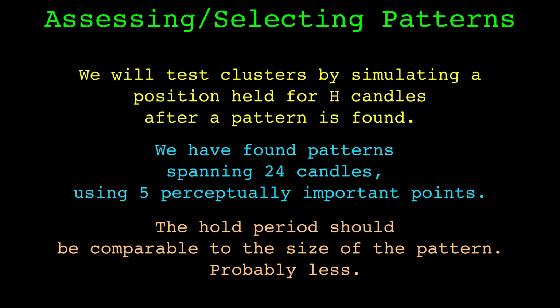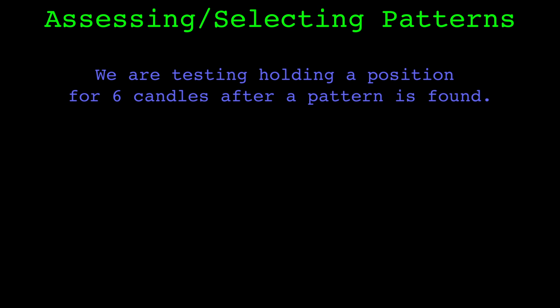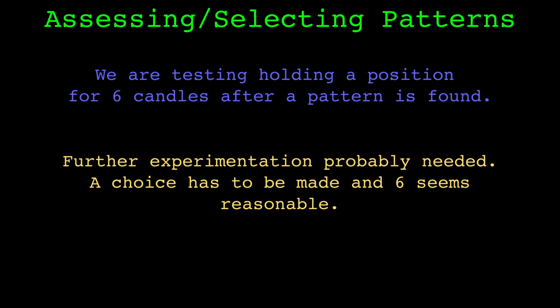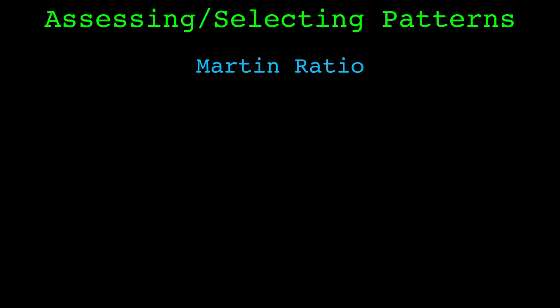I chose 6, as 1/4 of the pattern length seems like a reasonable prediction horizon. This choice is fairly arbitrary, but we have to pick something. Over the course of the training set, we will find the Martin ratio for each cluster.